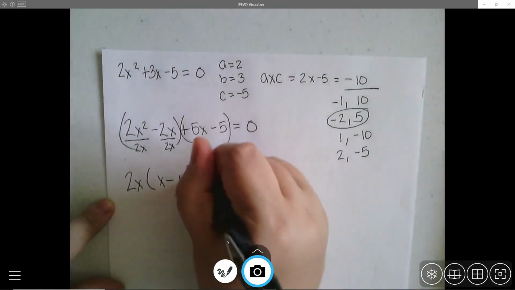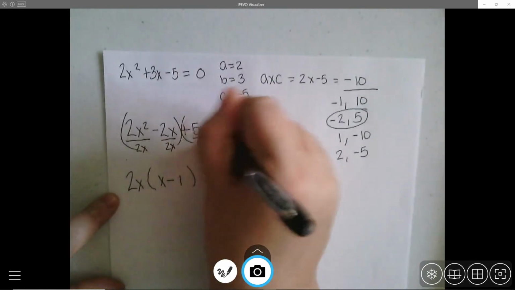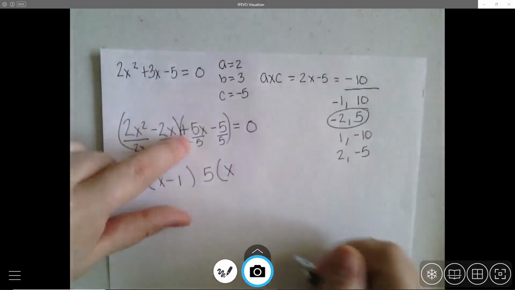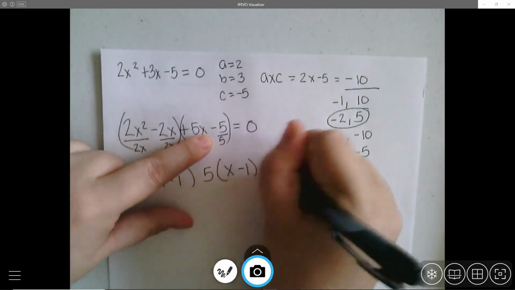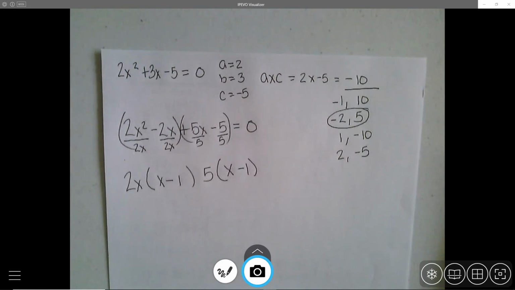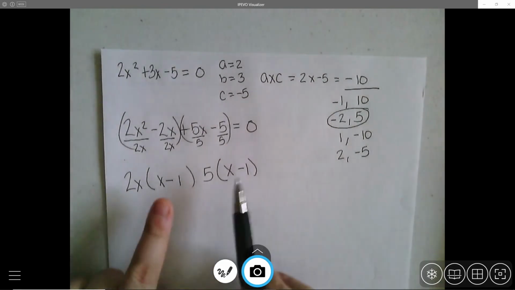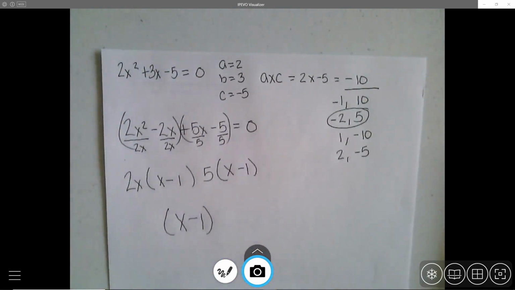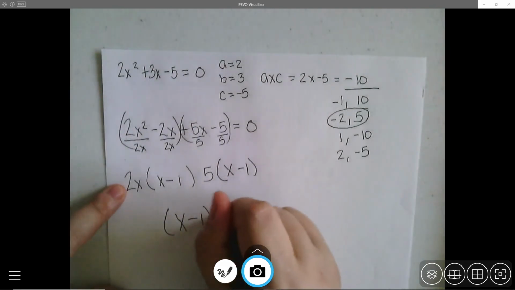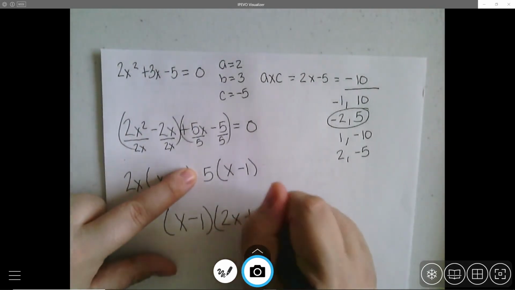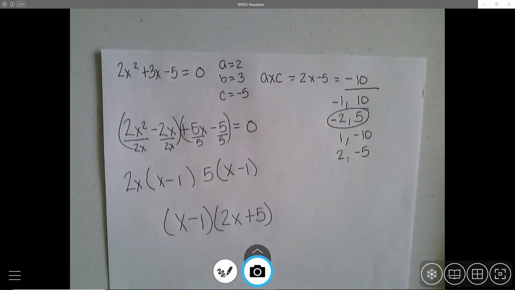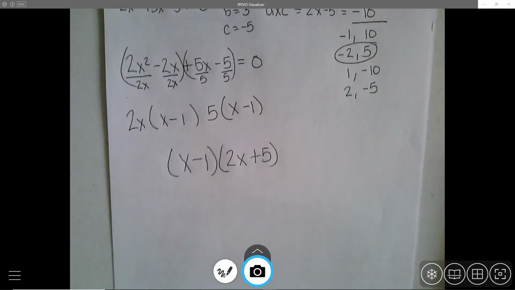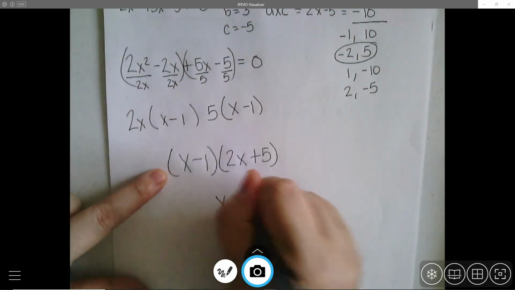The GCF out of 5x minus 5 would be a 5. I'll divide these by 5. 5 divided by 5 is 1, but I have an x. -5 divided by 5 is -1. Great. We always look for the parentheses to be the same. They're both x minus 1. We did it right. x minus 1, and then from left to right, 2x. Since this was a positive 5, it's plus 5. Once you have factored it, just like we've done on all the other problems, set the parentheses, or what we call the factors, equal to 0.